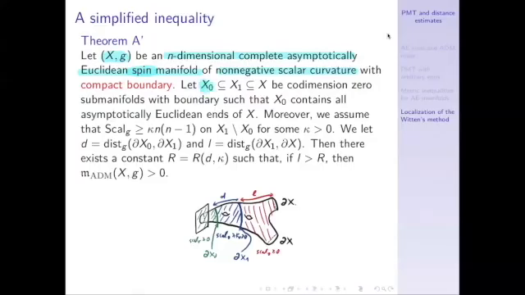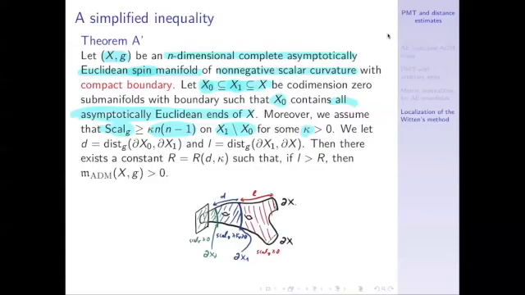And we suppose again that x0, x1 are codimension zero submanifolds with boundary, such that these inequalities are satisfied. Moreover, we require x0 to contain all asymptotically Euclidean ends of x. Moreover, we assume that the scalar curvature is greater or equal than kappa n times n minus 1 on x1 minus x0, for some positive constant kappa.